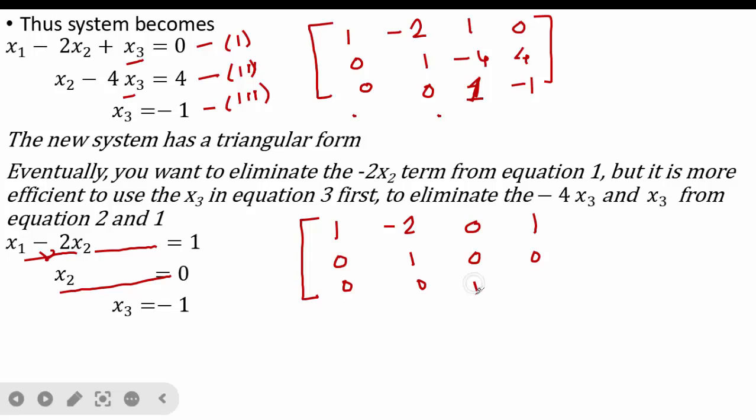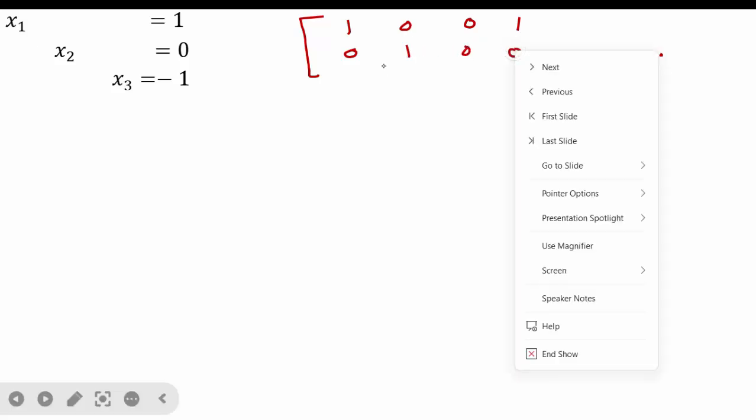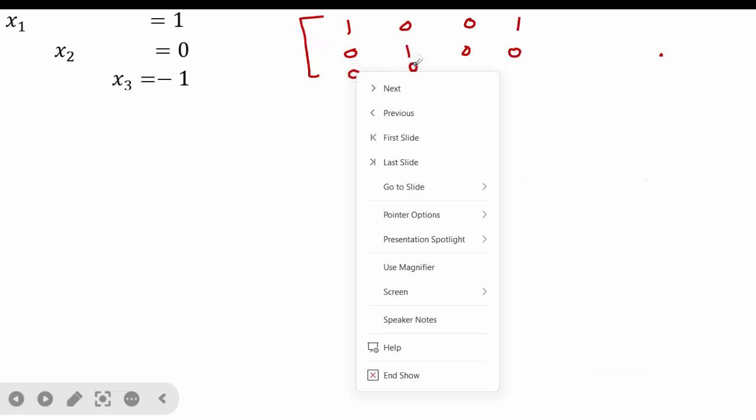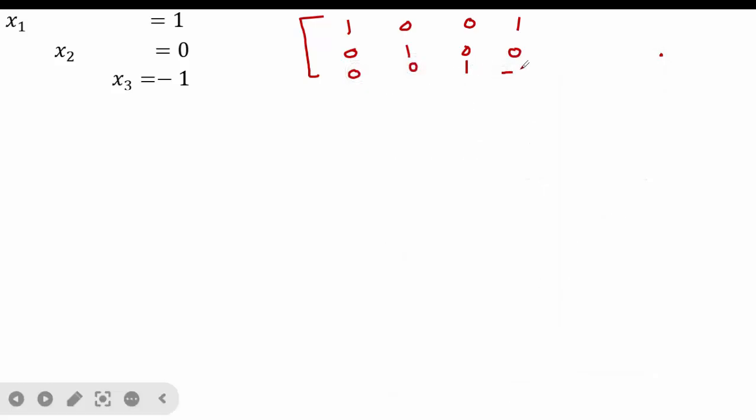0, 1, minus 1. See, now what remains? Eliminate x2. To eliminate the minus 2x2, multiply the second equation by 2 and add it to the first equation. You will get x1 equal to 1, x2 equal to 0, x3 equal to minus 1. This can be written as 1, 0, 0, 1. For the second equation, 0, 1, 0, 0. For the third equation, 0, 0, 1, minus 1.